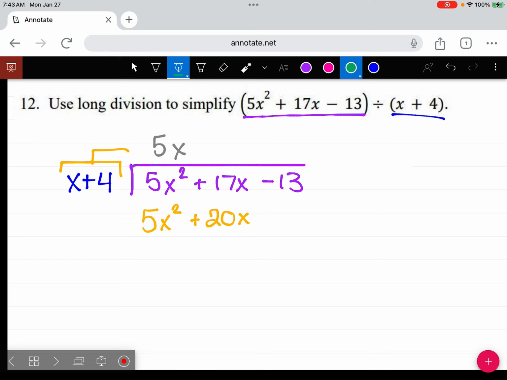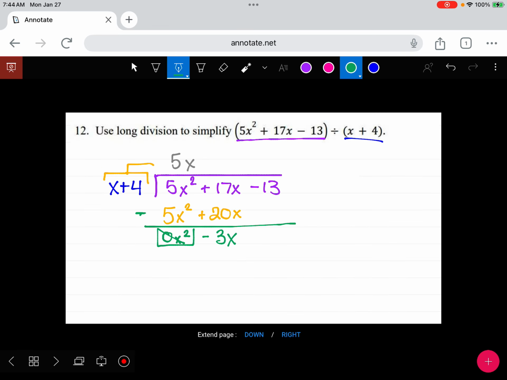And then since it's long division, we subtract everything. So we're going to have our 5x squared minus 5x squared, which gives me 0x squareds, which is what we expect to happen. That first term should always go away. And then we have 17x minus 20x. Ew. That would indeed be negative 3x. I don't like it either, but that's okay. We'll get there at the end.